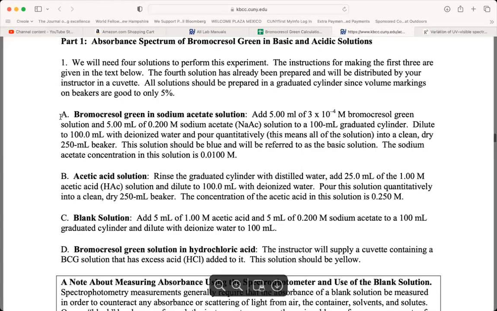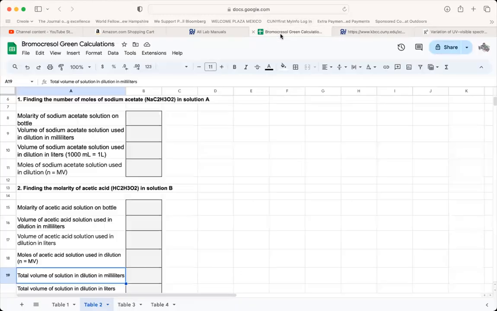So remember, we made solution A, which was bromocresol green in sodium acetate. So it should be basic. Acetate's a basic ion. Then we made an acetic acid solution, and then you made a blank solution. Okay, so we're going to do calculations for solutions A and B. So let's take a look here.